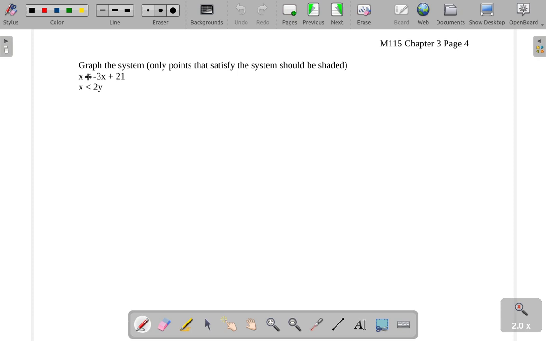This should be y, I believe. That was a typo on this question. y is less than negative 3x plus 21. That's already in slope-intercept form, so I could figure out how to graph that one pretty easily. 21 is going to be way up here-ish. And a slope of negative 3 means that it's going to go down 3 and to the right 1.